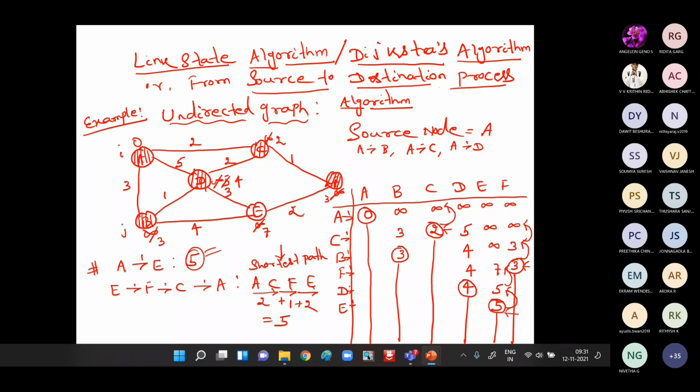This is related to your undirected graph, guys. Any doubt or not? Yeah, tell me.